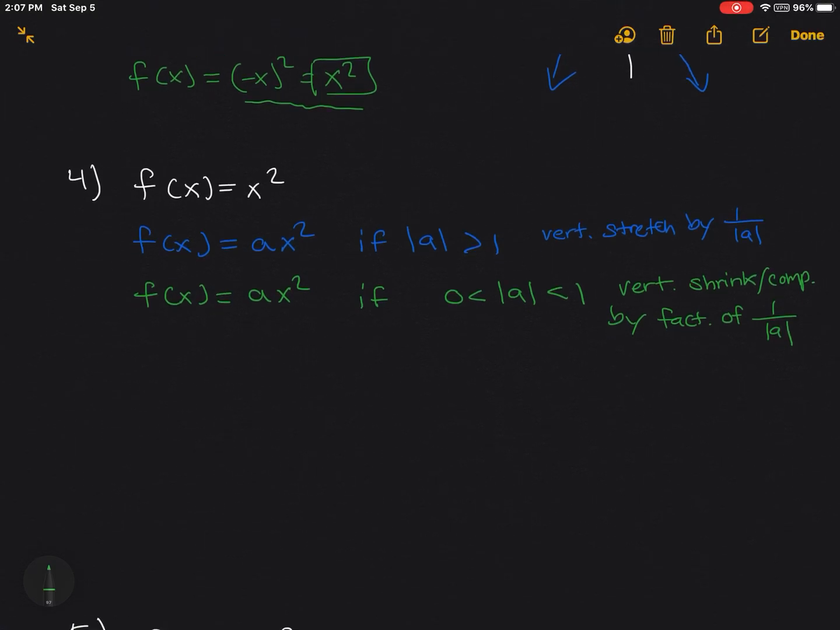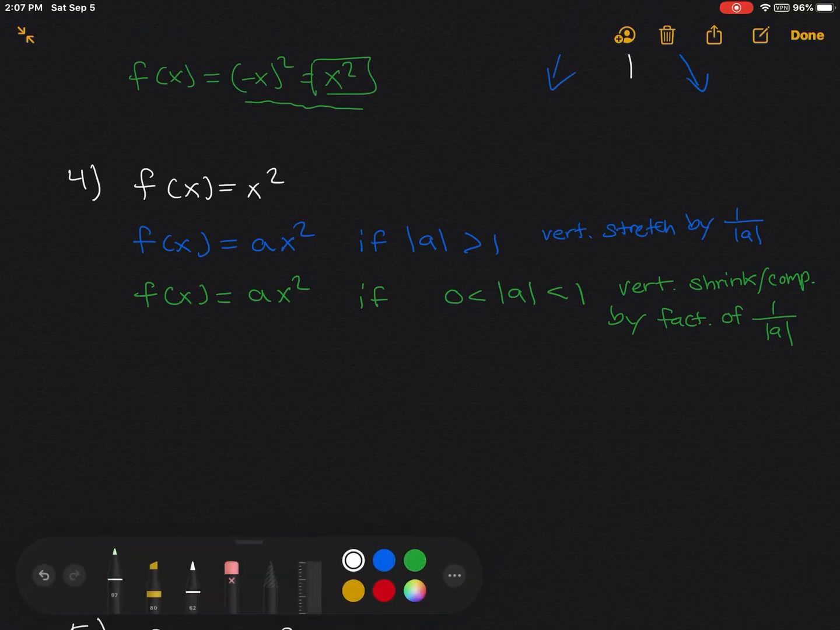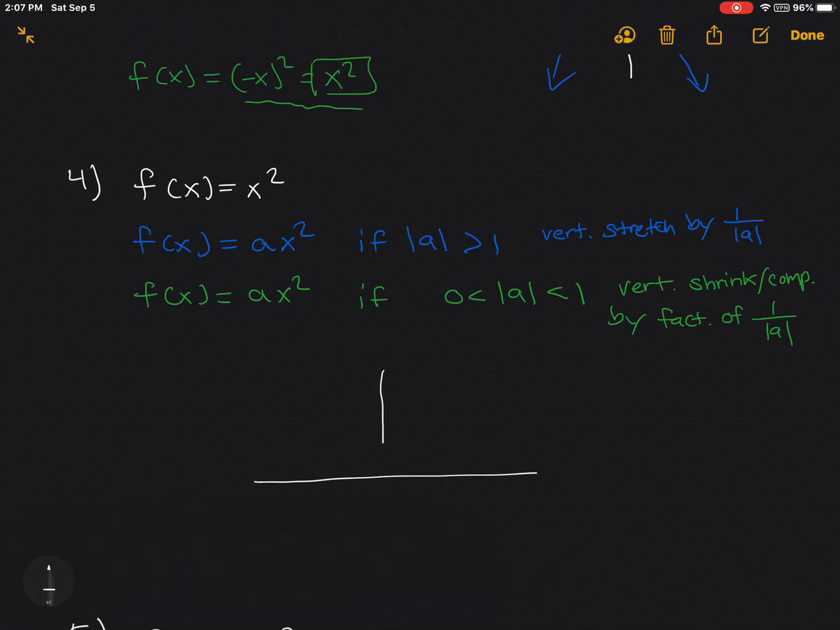All right, now you may be wondering, okay, I can memorize these words, but what does it actually mean? So I will show you this on the graph right here. Here's f of x is equal to x squared.